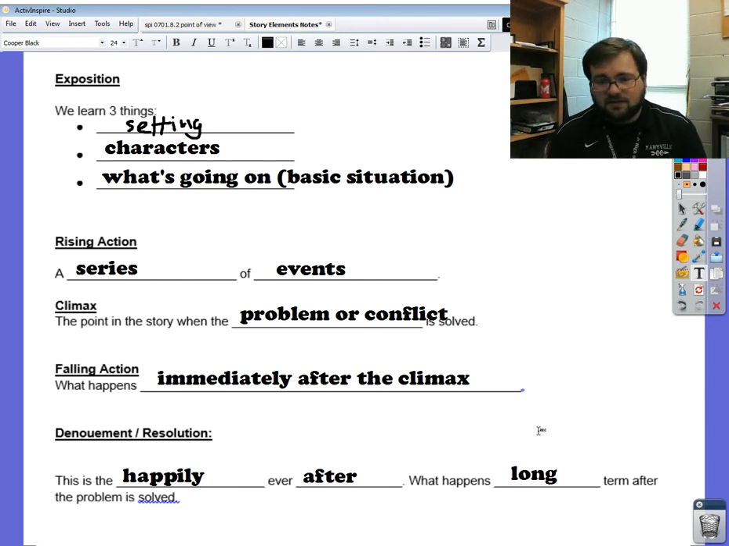So in a nutshell, these are the things that make up story elements or plot. And that's it. It's something every story has. And when you're doing your own writing, it's something that you can use to give you direction to be able to craft your story so that it has the parts that'll make it interesting.